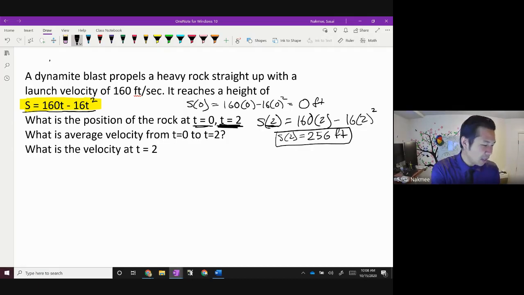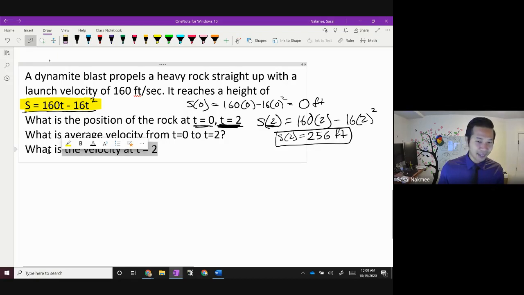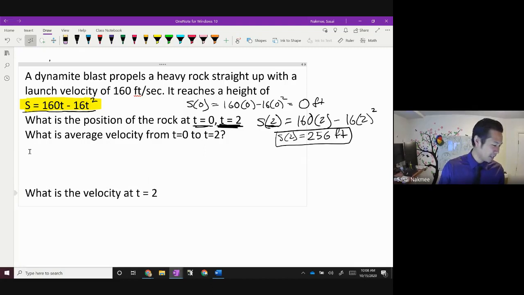What's the position of the rock after 2 seconds? It is now 256 feet in the air. That's terrifying, but that's what it is. That's all it is. Okay? You guys okay with that? Is that all right? You feel okay? Yeah? It's not bad, right? That's not calculus either, but that's not bad. It's just a position function. Okay, let's keep going then.